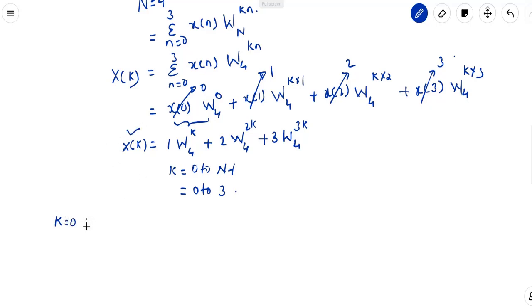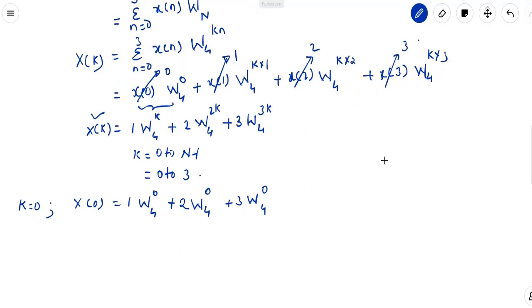Okay. So first we will substitute k is equal to 0 in the above equation. So this becomes x of 0 is equal to 1 into omega 4 of 0, because k is equal to 0, plus 2 into omega 4 of 2 into 0 is 0, plus 3 into omega 4 of 3 into 0 is 0.